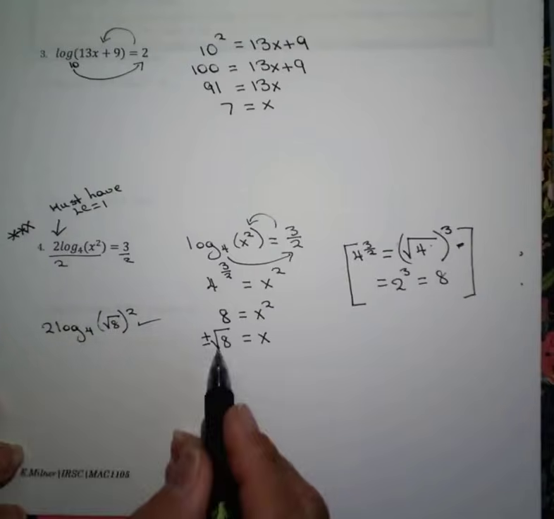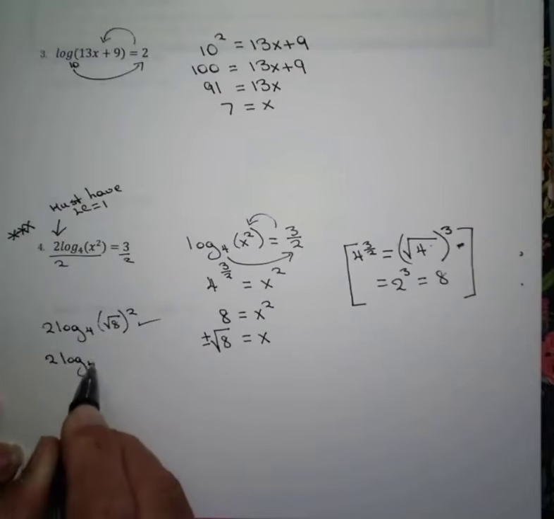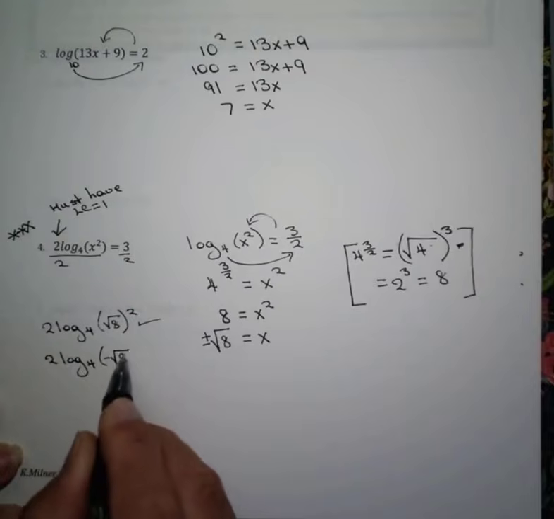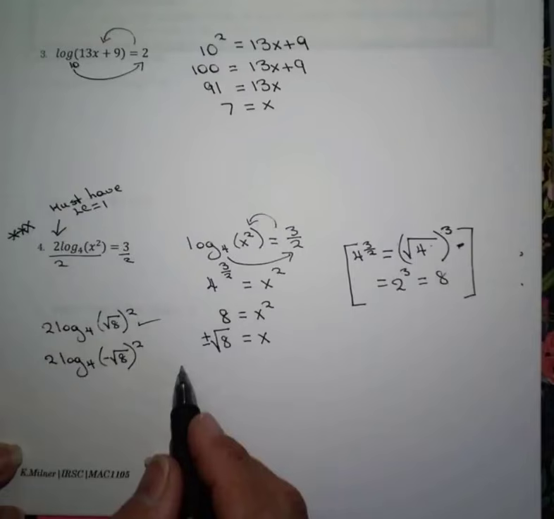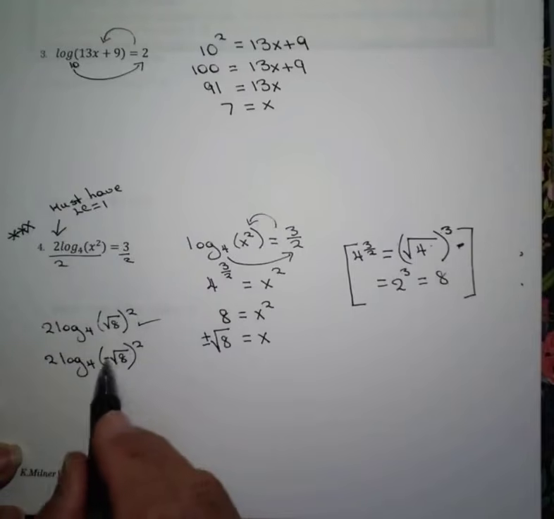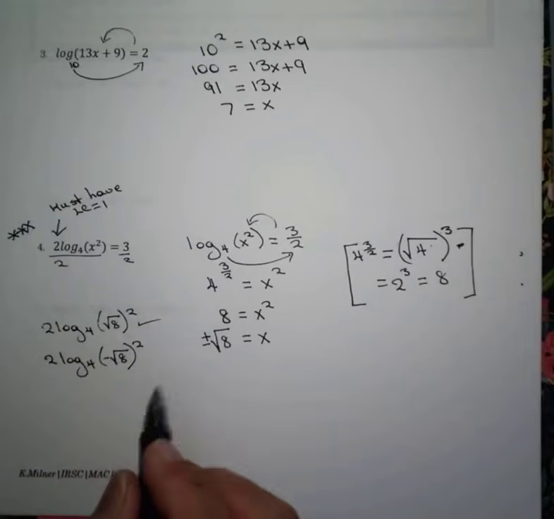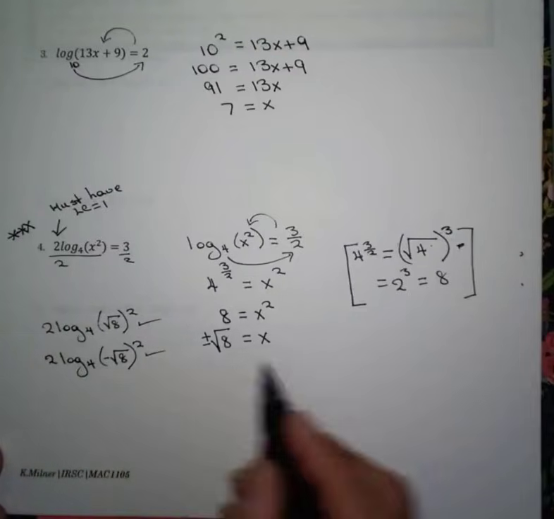Let's try the negative square root of 8. So this is 2 times the log base 4, and under here, I'm going to say this is negative the square root of 8 squared. Well, when I square the negative, it becomes positive, doesn't it? So it is also just going to be 8, because I squared the negative too. Okay, so that's fine. Both of these will work.